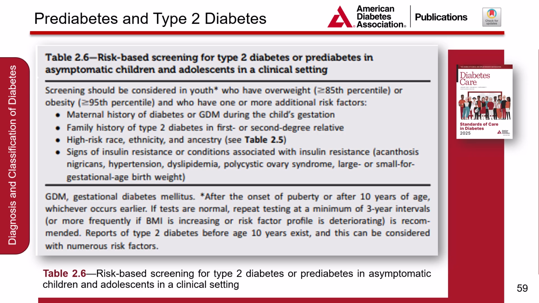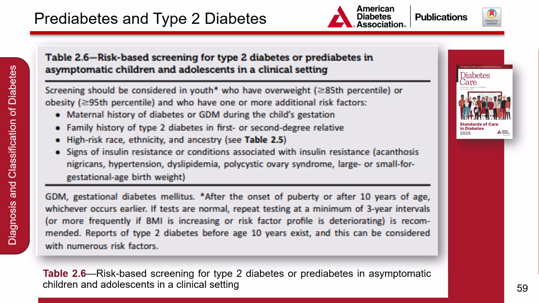Table 2.6. Risk-based screening for type 2 diabetes or prediabetes in asymptomatic children and adolescents in a clinical setting. Screening should be considered in youth who have overweight, greater than or equal to 85th percentile, or obesity, greater than or equal to 95th percentile, and who have one or more additional risk factors. Maternal history of diabetes or gestational diabetes mellitus during the child's gestation. Family history of type 2 diabetes in first or second-degree relative.